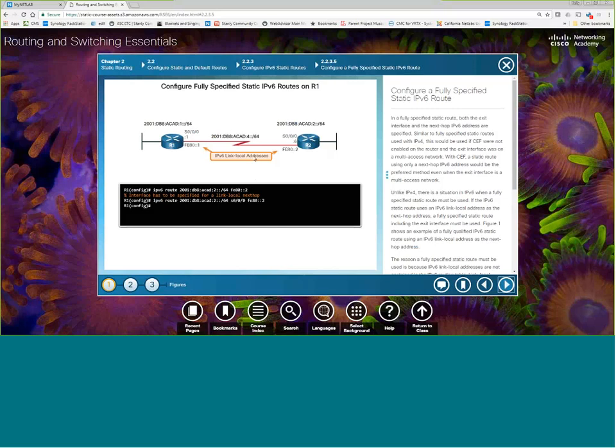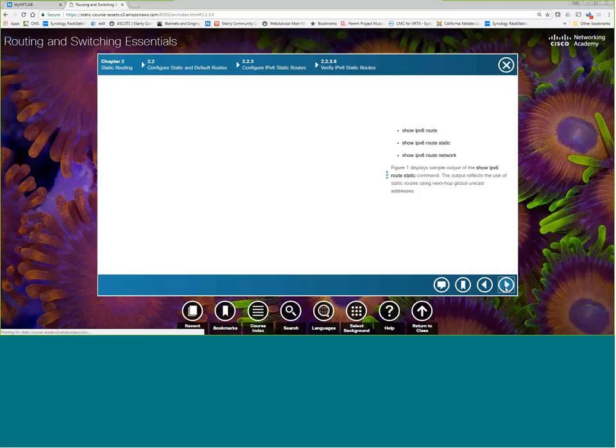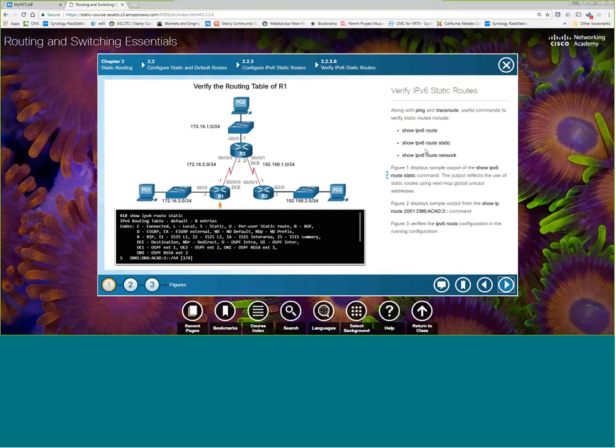Here's a fully specified next hop IPv6 address where you're doing the network, the prefix, and then you've got the link local. And so if it has to be a link local, you're going to have to put the outgoing interface plus the link local. And sometimes we do actually route to link local addresses instead of global addresses. And you can see that route here, fully specified. Show IPv6 route, show IPv6 route static, and then show IPv6 route and the network and prefix you're looking for, and it will show you those networks.